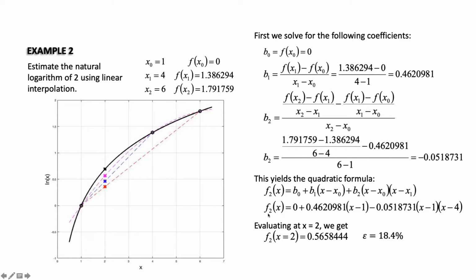So if you evaluate this equation at x equals 2, we have 0.565844, which corresponds to this magenta x here, and the error is 18.4%. So our results can further be improved by using a quadratic equation. You can see the full quadratic equation here. You can see the interpolation as a result of using the quadratic equation. Here, in this magenta line, you can see clearly that the magenta line is quite near the true curve, which is the black line.